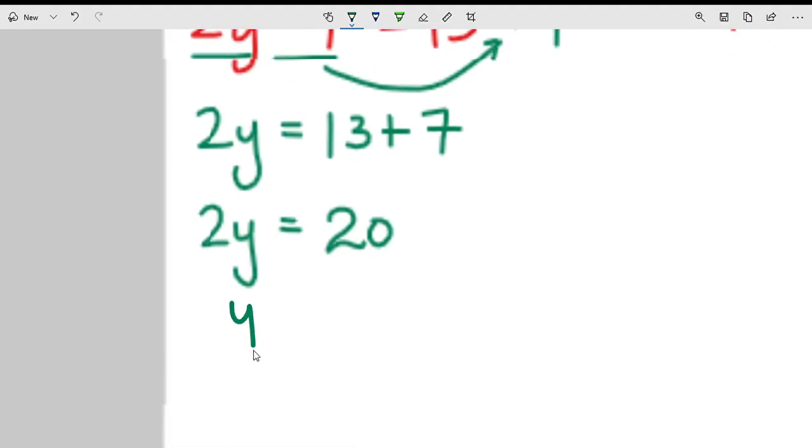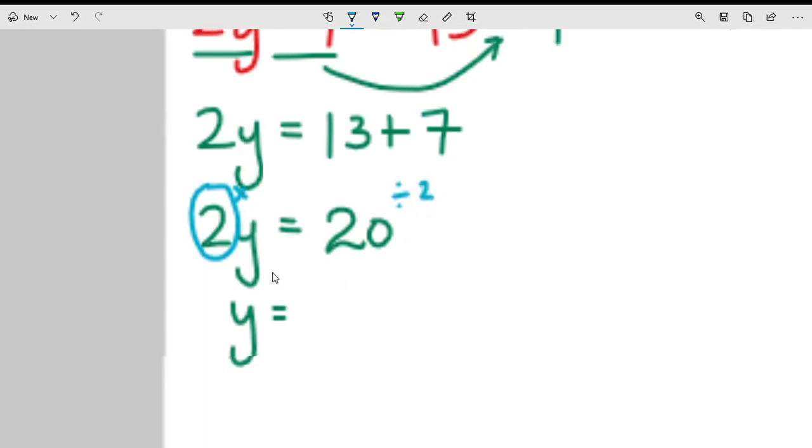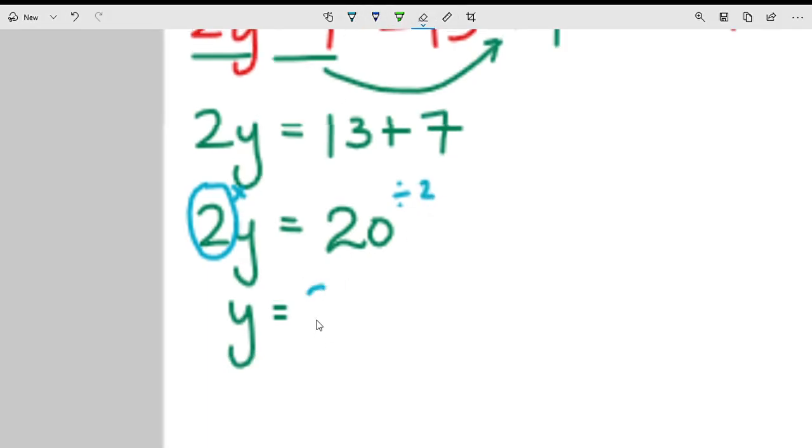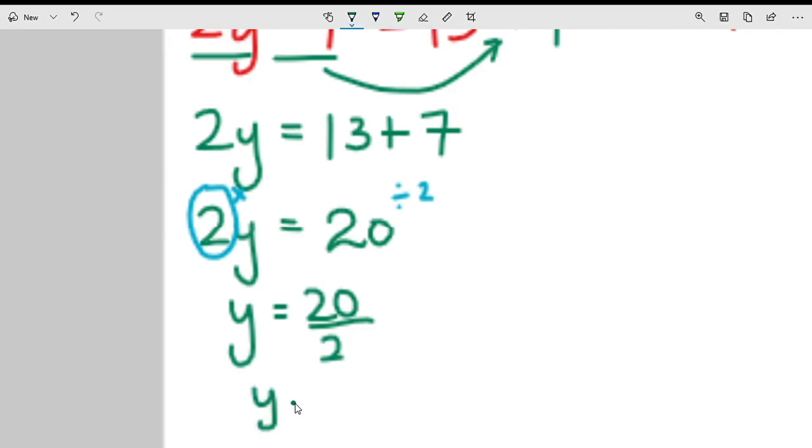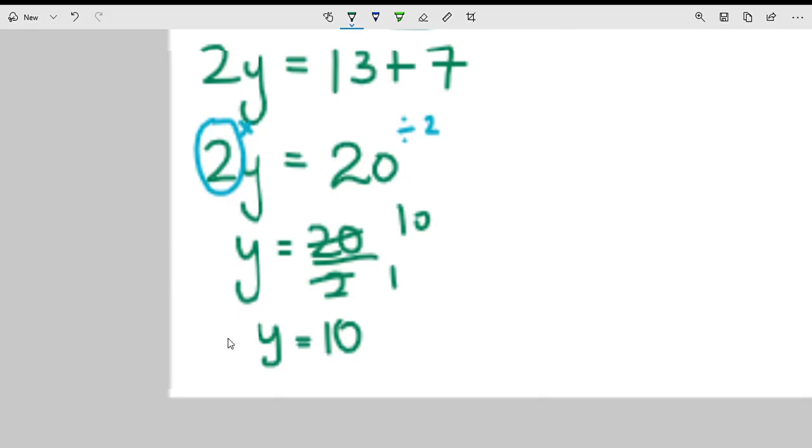So y equals, actually what I'm going to do in this step is take this 2, because I just need y here, so I'm going to take this 2 to the other side of the equation, and because it is being multiplied here, when it goes to the other side, it will be divided by 2. So we'll have 20 divided by 2, which will give us 10. 2 1s are 2 and 2 10s are 20. So y equals 10.